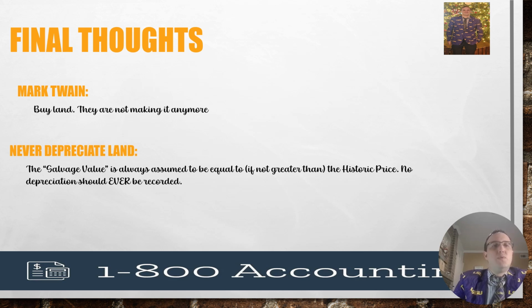Now, the final thoughts that I want to give you today is coming from Mark Twain. Buy land, they're not making it anymore. Although this is just a fun quote for you, the key to remember is that you never, ever, ever depreciate land. Now, the reason for that is because the salvage value is going to always be assumed at least equal to the historic price, and generally more than that. Now, what that means is that the land itself, now we're not talking about the parking garage, we're not talking about even the asphalt that you put on it. If it's land value, that land, they're not making it anymore, and so the value of it cannot go down.